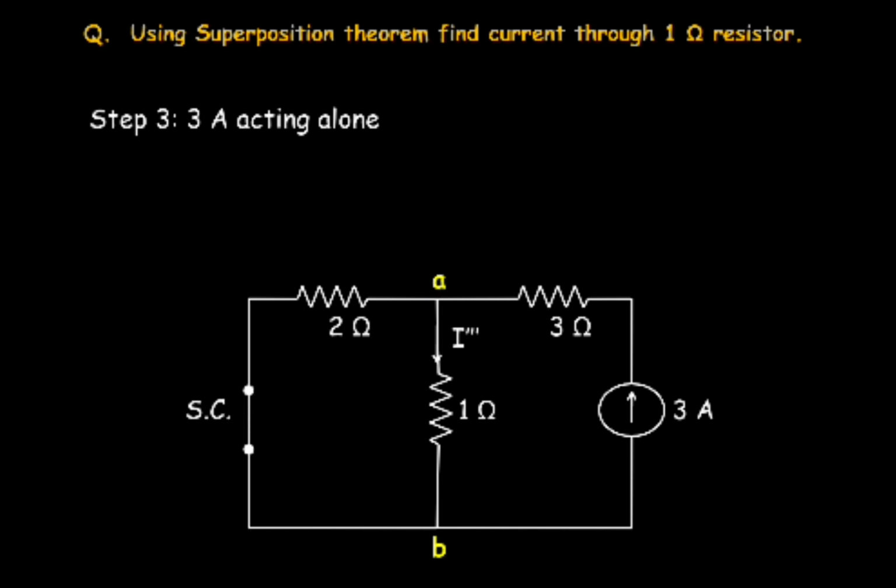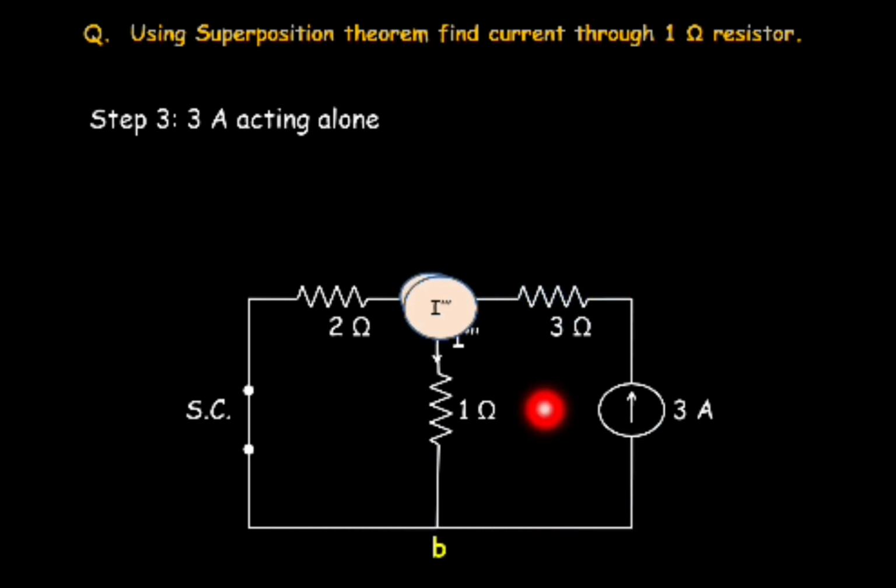Now again we will see how current will flow through this circuit. So current will leave from this 3 ampere current source. So 3 ampere current source will give us 3 ampere current. So this 3 ampere current is now flowing through this 3 ohm, and it is coming to this point A. Now after coming to this point A, it will again get divided. So one current will flow through this 2 ohm and it will go to the negative, and second current will flow through this 1 ohm, that is our I triple dash, and it will go to negative.